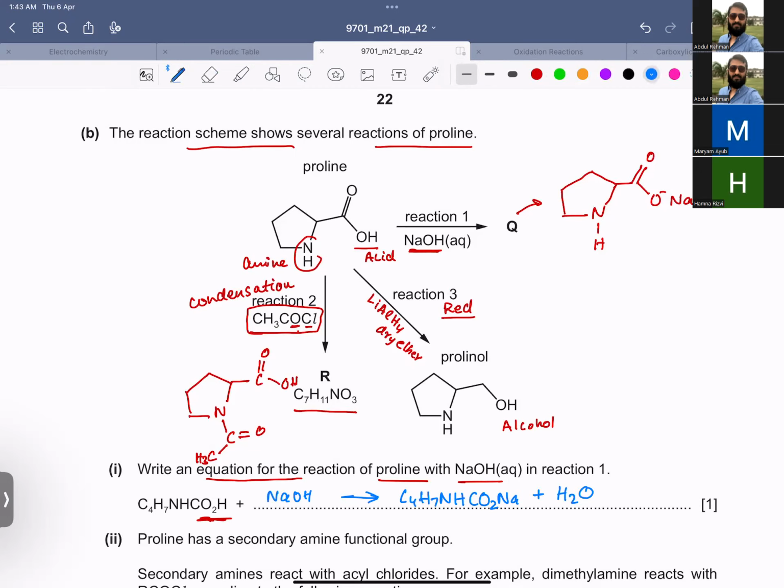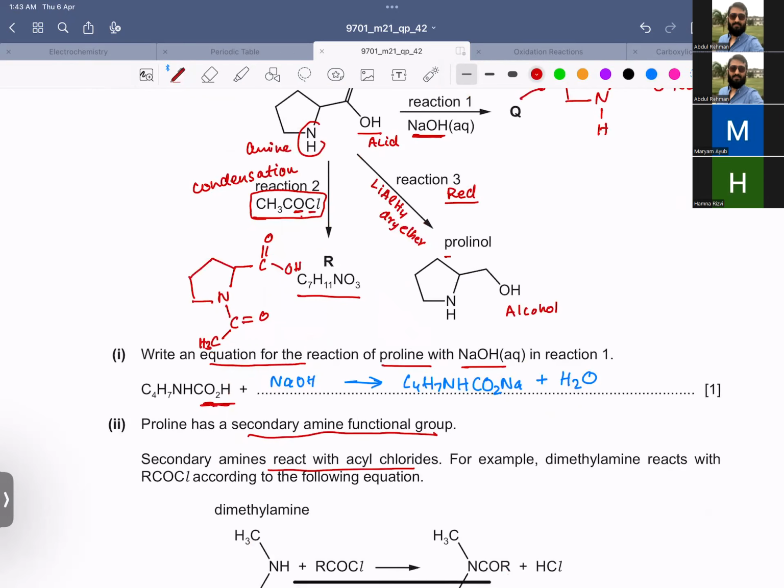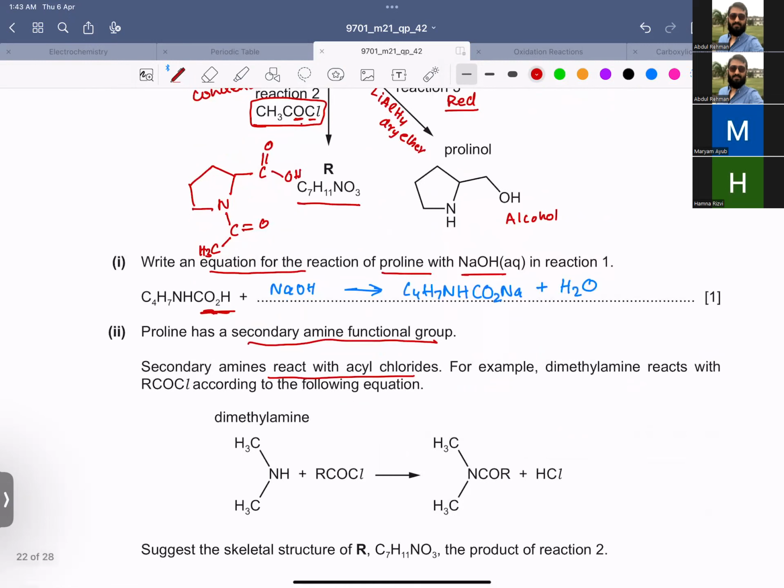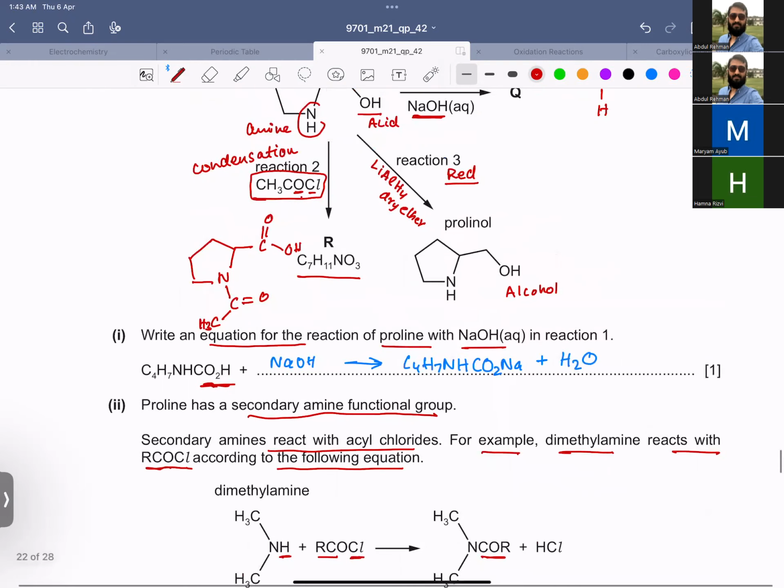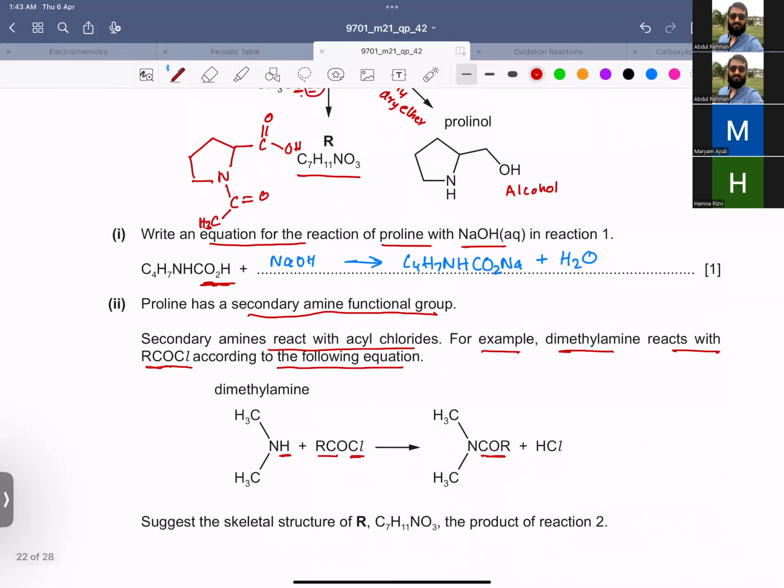Proline has a secondary amine functional group. Secondary amine reacts with acyl chlorides. Okay, see here they have given you the reaction. For example, dimethylamine reacts with RCOCl according to the following reaction. So see, from here the H is released, from here the Cl is released. And this group is bonded over here. So that's what I did. If you see, I removed this hydrogen and this chlorine, and bonded this carbon to a nitrogen. And that's what is happening over here.